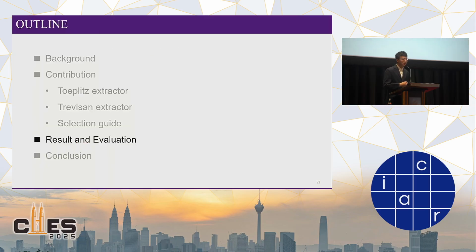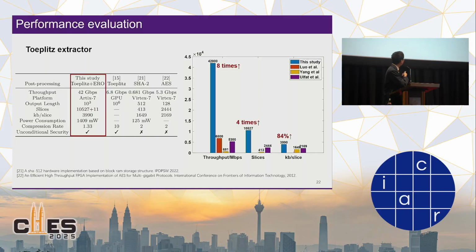Next, we give the results and the evaluation of our work. This is the performance evaluation of the Toeplitz extractor, which gives a throughput of 42 gigabits per second. It is a huge improvement over the previous work. Compared to other cryptographic methods, it delivers an 84% increase in throughput to area ratio. While the power consumption of our design is large due to the larger output length, it is not a major concern in high-performance data servers where speed matters more than area and power consumption.